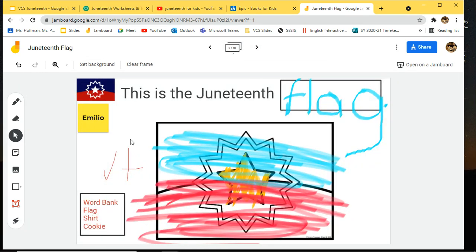This particular student was asked to fill in a blank. This is a Juneteenth, and after reading the story, the student should be able to say that this is a flag. However, I created a word bank here in case the student needed some ideas. So the word bank has flag, shirt, cookie. The student was able to write the word flag and even added a little period here to the end of the sentence. So that's two ways that I've modified the same activity after reading that story.